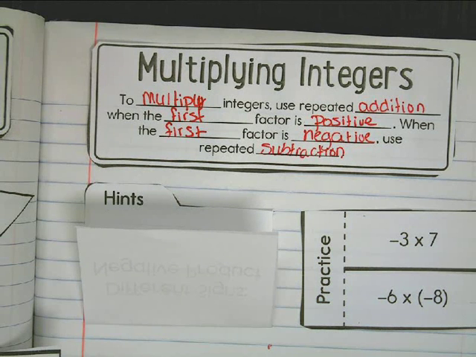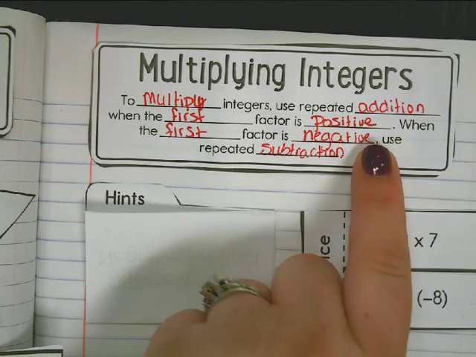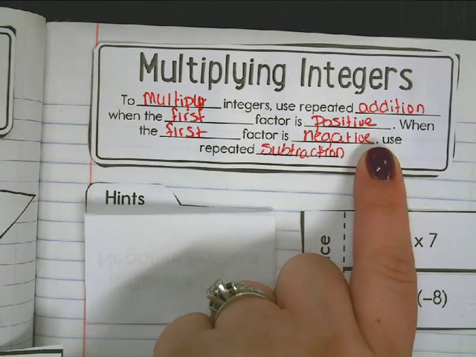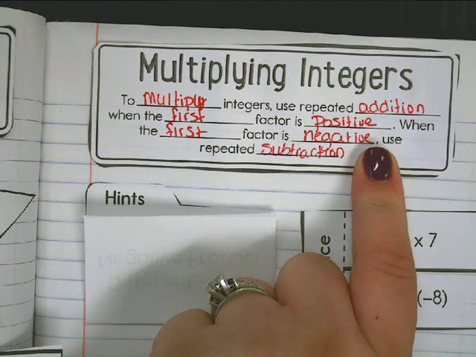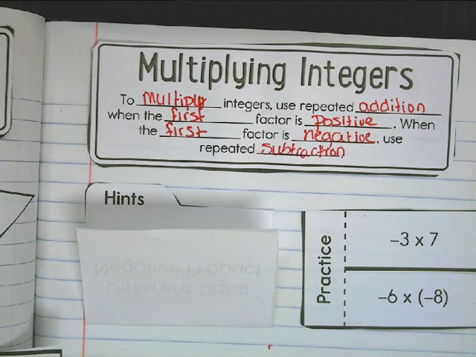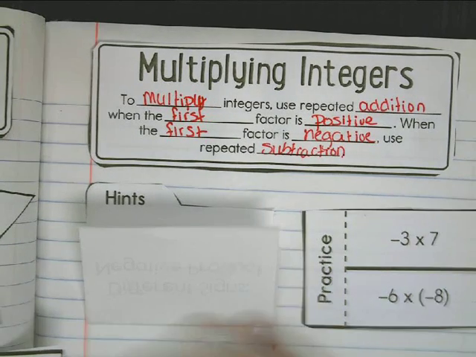Okay, so if I had 2 times negative 4, is 2 positive or negative? Positive. So I would use repeated addition. So I would take negative 4 plus negative 4. I think negative 8. Okay. So look at your hints.